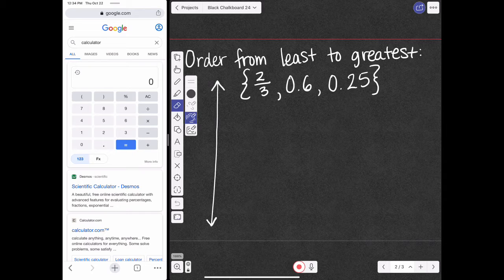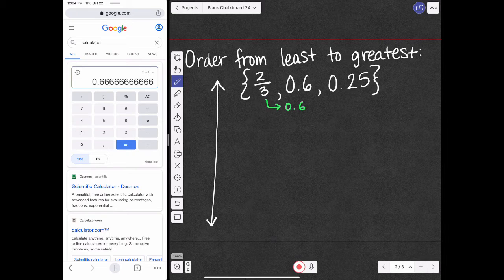So the first thing I have to do is get 2/3 into a decimal, okay? And then once I get the decimal, I'm going to graph vertically. So in my calculator, I'm going to write 2 divided by 3, and when I do that, I get 0.6, and it's repeating, so I put the line above.